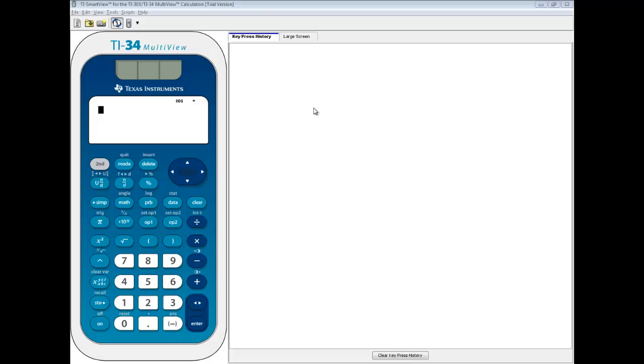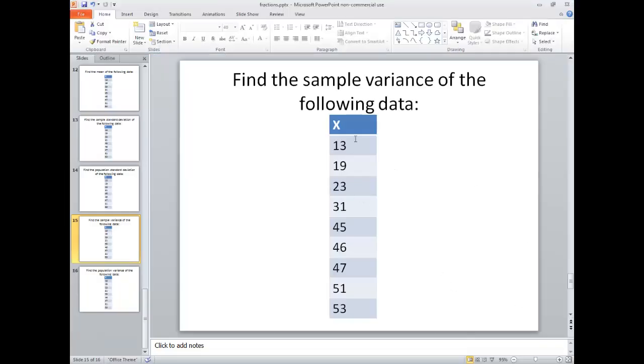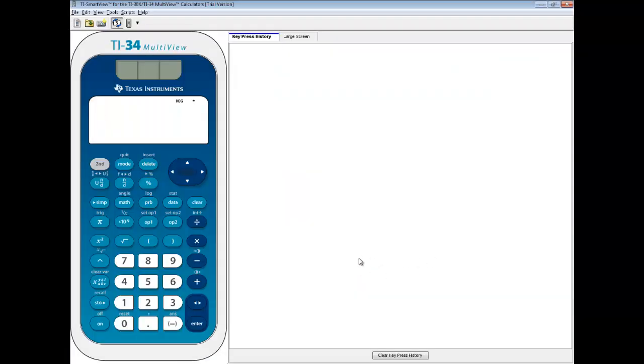Let's take a look at how to find a sample variance on a TI-34 calculator. Specifically, we're going to find a sample variance of the following data. So let's go ahead and put that data in.